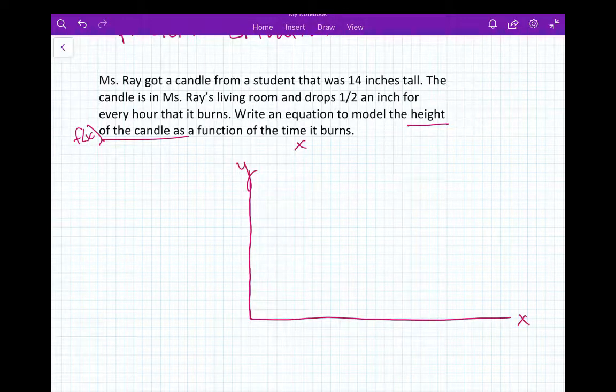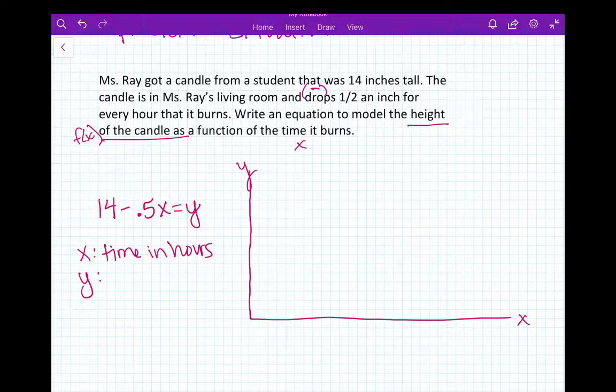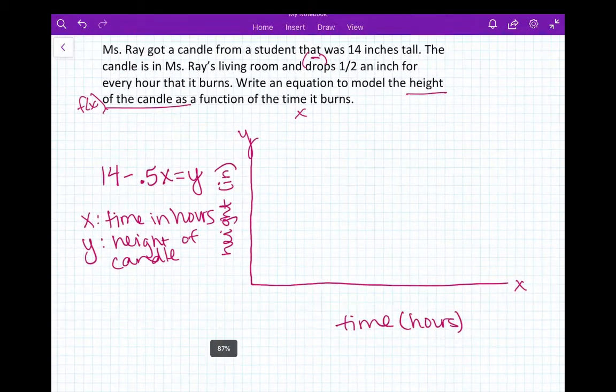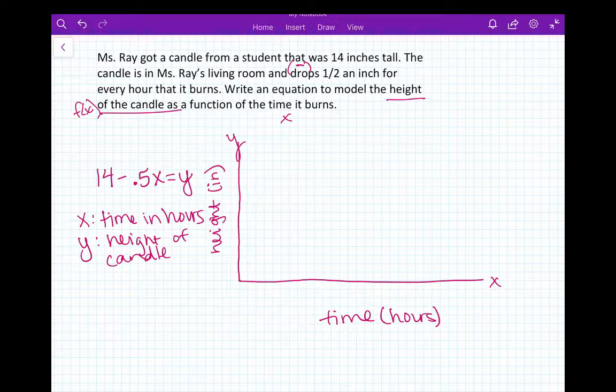So now let's think about what the equation is going to be. If it starts at 14 inches tall and it drops, which means subtract, ½ an inch for every hour. So I start with 14 and I subtract ½ an inch per hour. That is going to give me my output, which is going to be how tall the candle is. So x is the time in hours, and y, or f of x, is the height of the candle. So I've labeled my x and y axis. So now we need to think about what are the x and y intercepts, and we're going to use those to graph this.